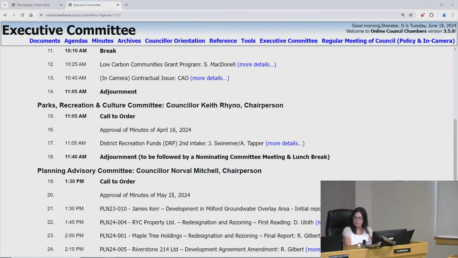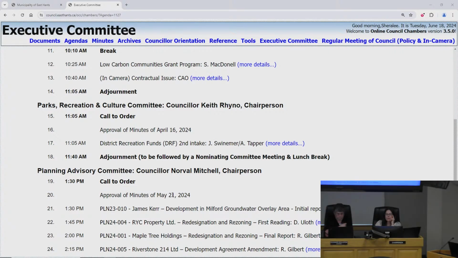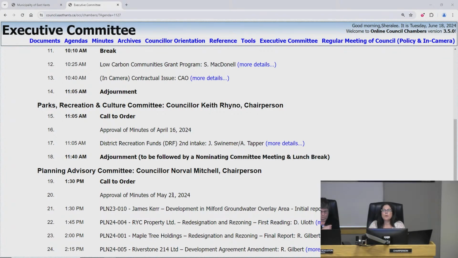Nothing else for infrastructure? We've got to go back to Parks, Rec, and Culture, so we'll have to adjourn from this. We're going to adjourn from Infrastructure and Operations Committee and go back to Parks, Rec, and Culture. I'll be looking for a motion for adjournment. Moved and seconded. All those in favor? We are adjourned.